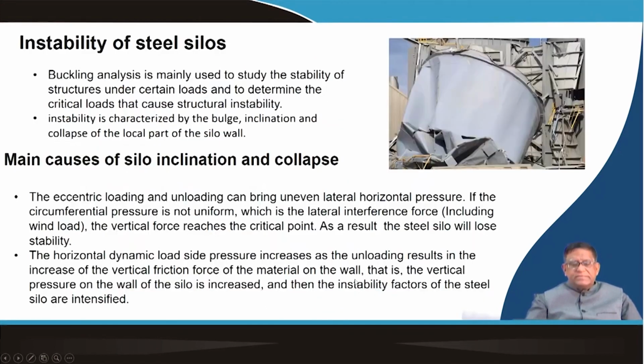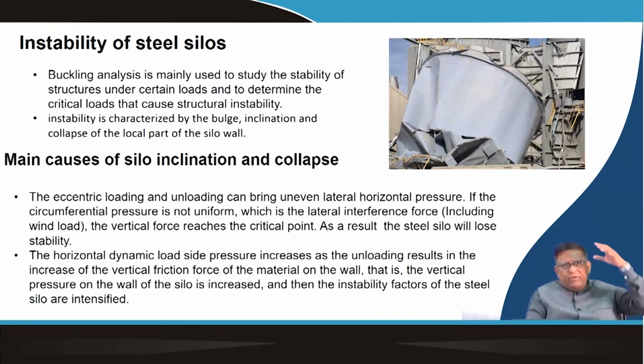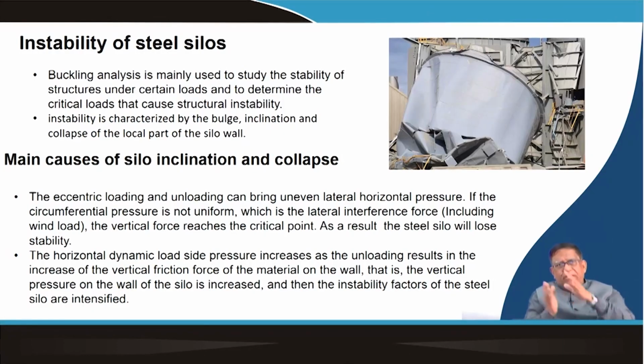Then instability is another issue which comes particularly in steel silos. It becomes unstable if it is settling, when you bring a heavy load and the ground also has some movement. At that time, if you have not taken the ground bearing pressure into consideration when constructing it, it may induce instability. Instability may lead to inclination, as you have seen in the previous figure, where the silo has tilted. It can be due to eccentric loading and unloading, where uneven lateral horizontal pressure may come onto the silo.